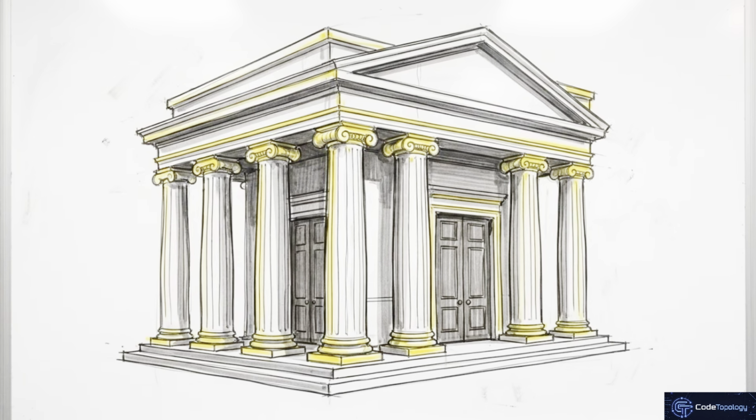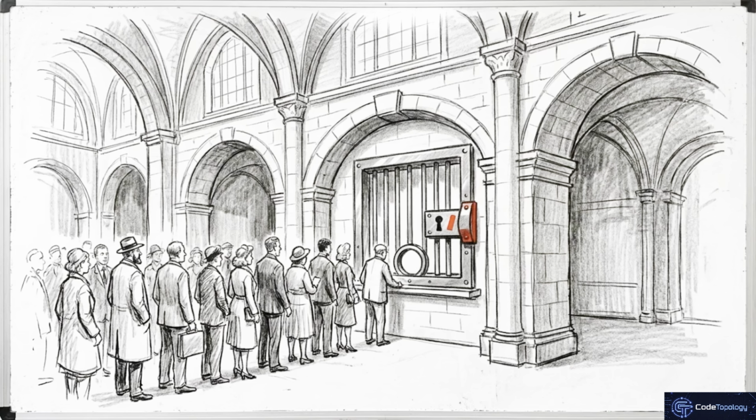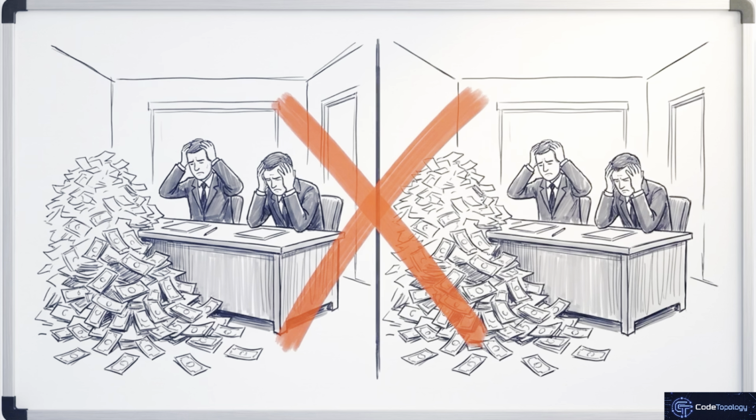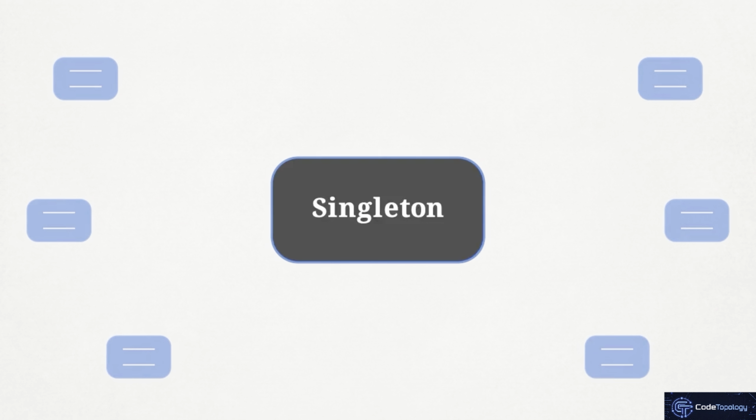Think about how a government treasury operates. Only one treasury controls the money. Everyone accesses the exact same entity to make deposits or withdrawals, because multiple independent treasuries trying to manage the same currency would break consistency. You rely on this concept of singular control without a second thought.